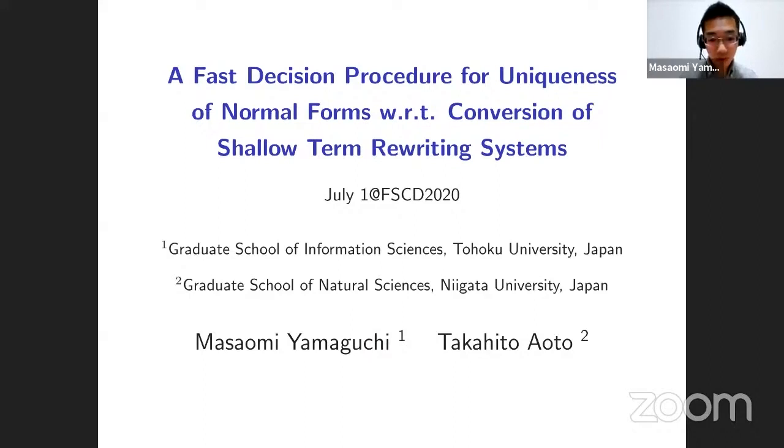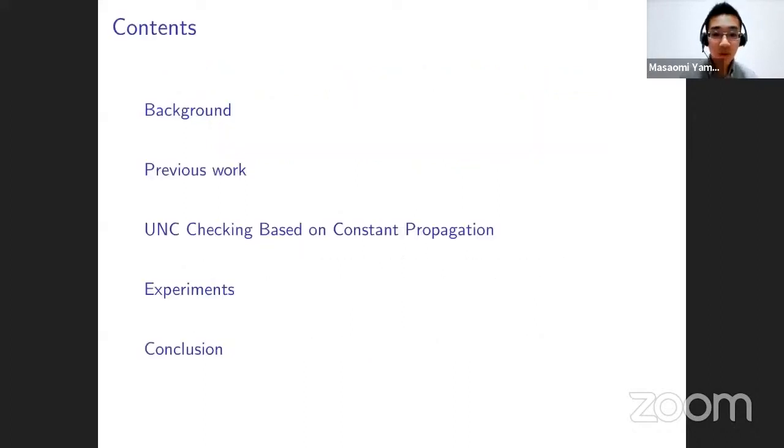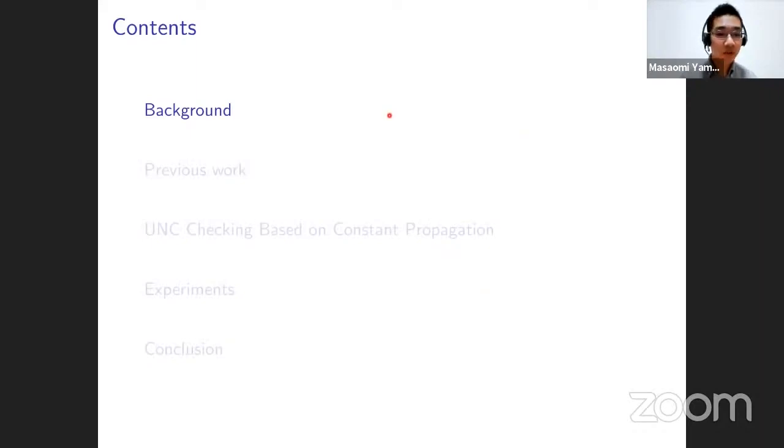And here is the outline of my presentation. First, I introduce the background of my research. Second, previous work. Third, I explain the main method of our new algorithm. Fourth, experiments and their results. Finally, the conclusion. First, I explain the background of my research field.